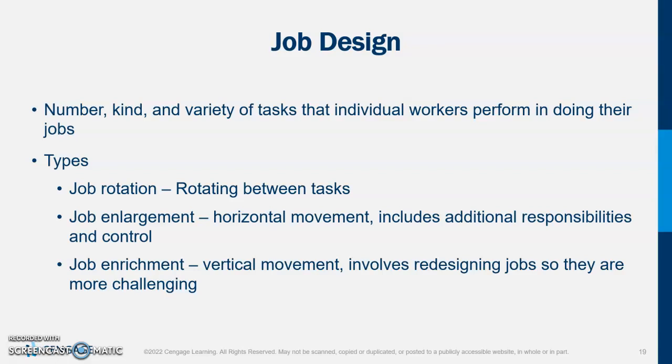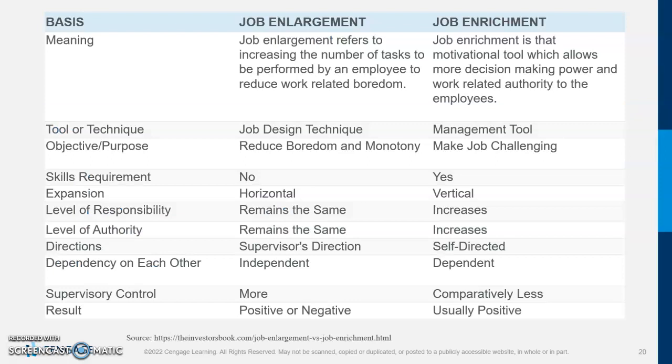Job enlargement is just a horizontal movement. It's just giving people additional responsibilities in order to keep them engaged. And then job enrichment is a vertical movement where they're redesigning jobs so people are more talented. This is a good graphic, and you can pause here to further look at it. But again, job enlargement is just increasing the number of tasks to reduce boredom, and job enrichment is actually giving more authority in decision making.